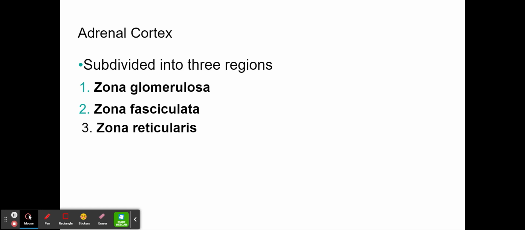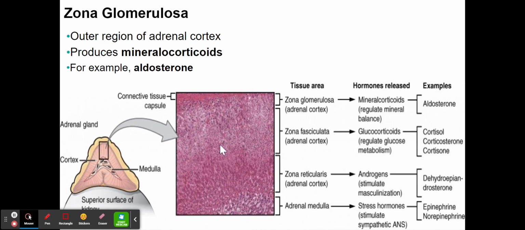Deep to the adrenal capsule are three distinct zones in the adrenal cortex. One, the outer zona glomerulosa; two, a middle zona fasciculata; and three, an inner zona reticularis. Each zone synthesizes specific steroid hormones. The zona glomerulosa is the outer region of the adrenal cortex. It produces mineralocorticoids, steroid hormones that affect the electrolyte composition of body fluids. Aldosterone is the main mineralocorticoid of the zona glomerulosa. The zona glomerulosa accounts for about 15% of the volume of the adrenal cortex.